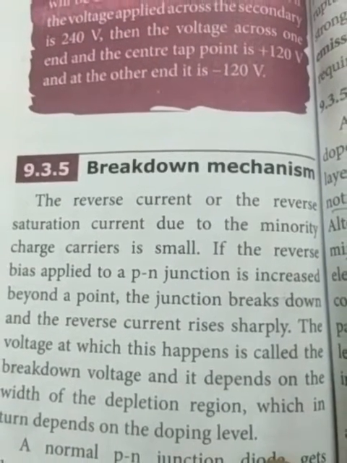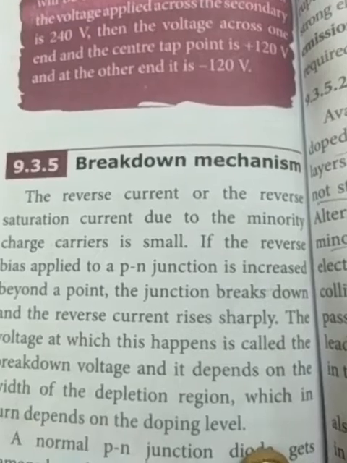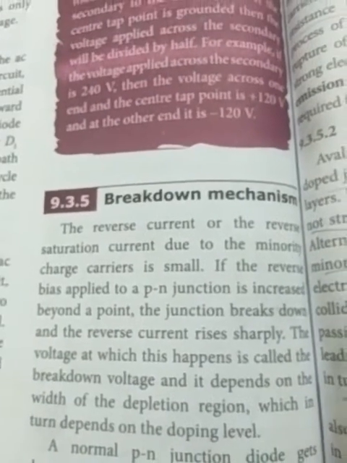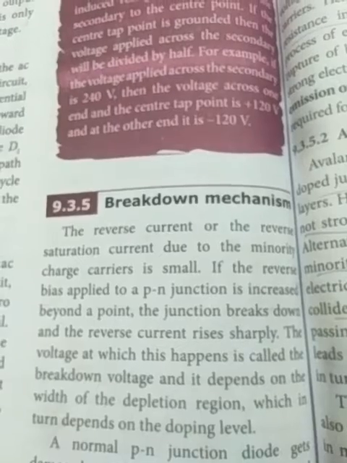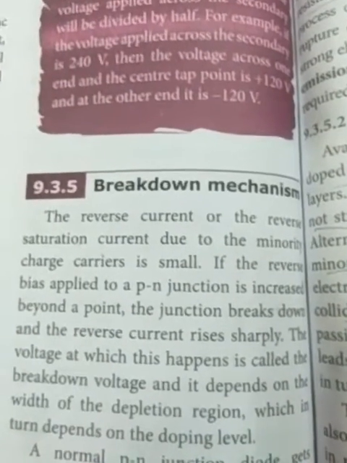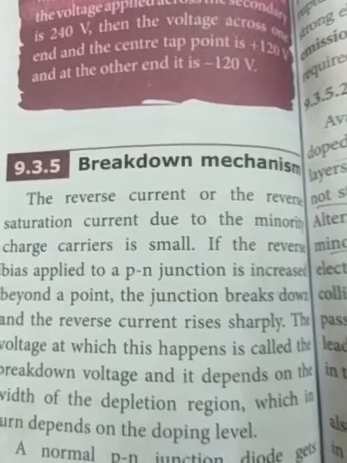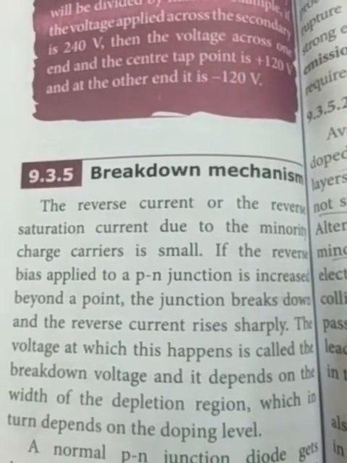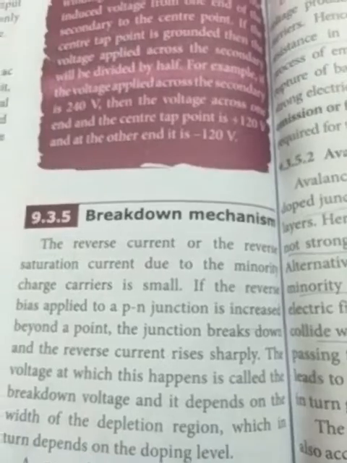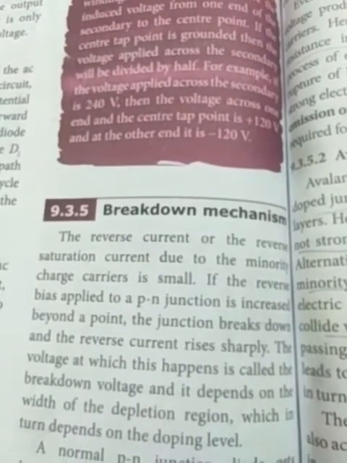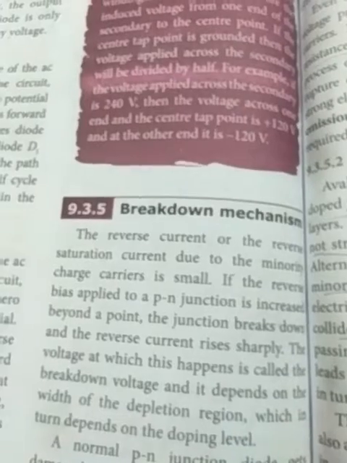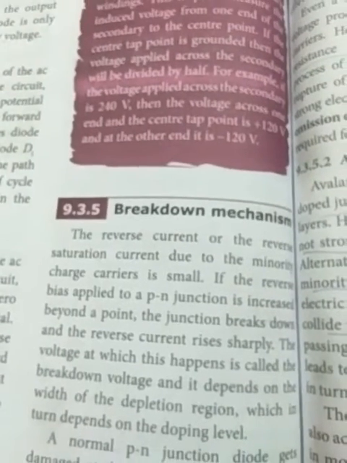So when the reverse bias applied to a PN junction is increased beyond a point, the junction breaks down and the reverse current rises sharply. Whenever the PN junction is subjected to a high voltage, we apply the reverse bias current.